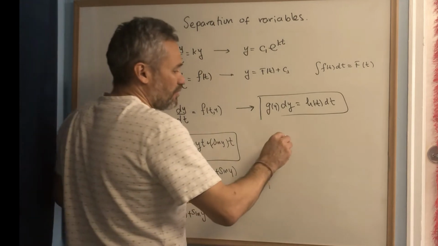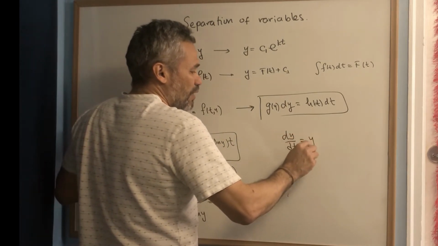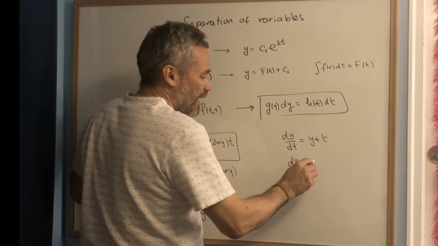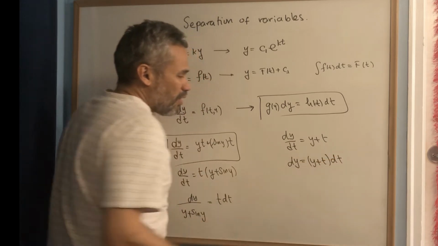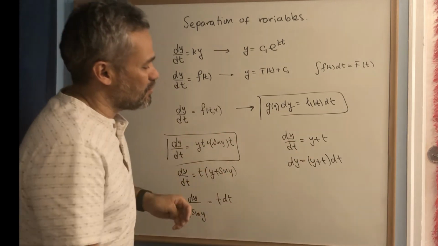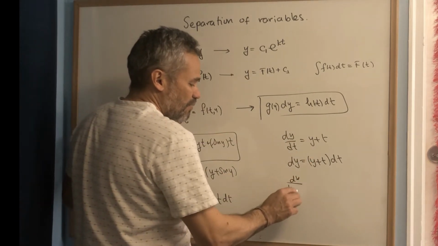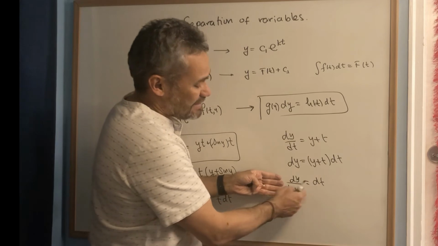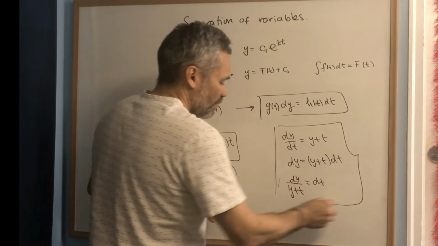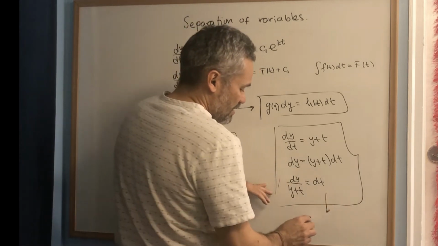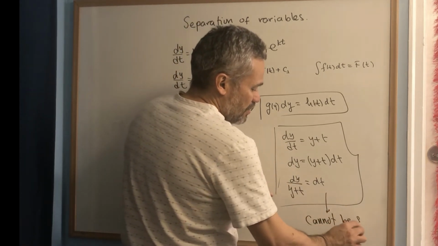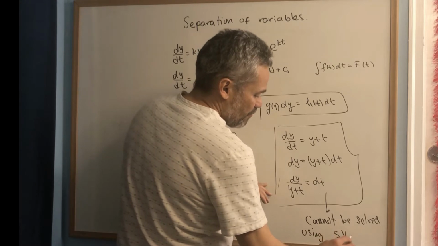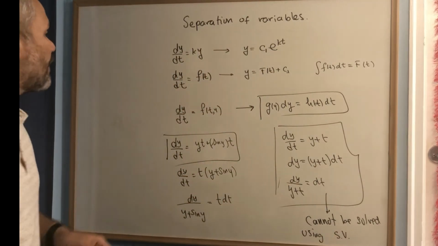Let me do another example. If we have dy/dt equal y plus t, notice that here it doesn't matter how hard we try, there is no way to split this into two parts. Like if I do (y plus t) over dt, then this part doesn't have a y, but this part has a t. Then this differential equation cannot be solved using separation of variables. This one you can do by separation of variables.